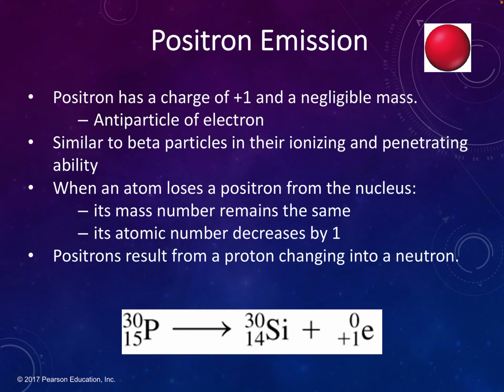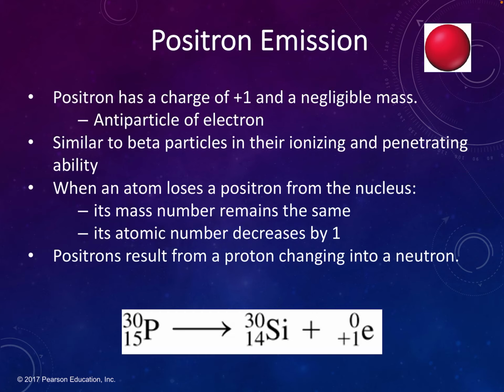All right, so we talked about two other ones before, so positron emission and electron capture. Positron emission has essentially a positively charged electron. It has a charge of +1, but it has a negligible mass. So positively charged electron, not a proton, positively charged electron. And it's called an antiparticle of an electron. If a positron and an electron met each other, they would essentially annihilate each other and release some gamma emission. They are the opposite of each other.